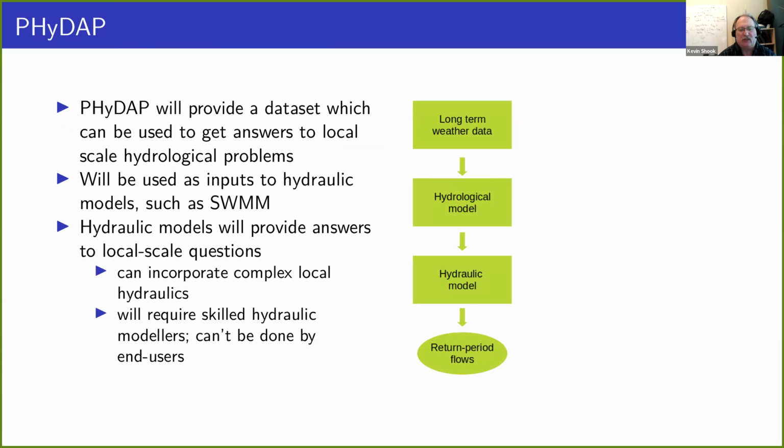The hydraulic models can incorporate complex local hydraulics. This is one of their advantages, which we can't do with existing hydrological models. These models will require skilled hydraulic modelers, though. This work can't be done by end users, such as RMs, unless they have really good skilled hydraulic modeling capabilities.